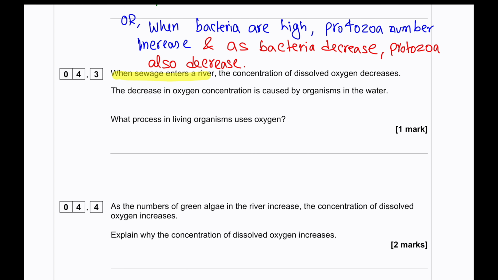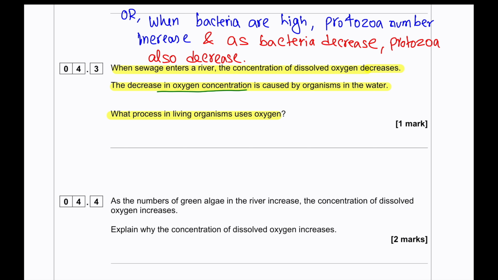When sewage enters a river, the concentration of dissolved oxygen decreases. The decrease in oxygen concentration is caused by organisms in the water. What process in living organisms uses oxygen? It's due to respiration, specifically aerobic respiration, which uses oxygen. To score this particular mark, the word aerobic is not necessary, so you may choose not to write it as well.